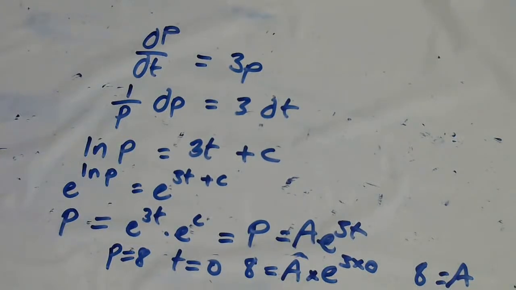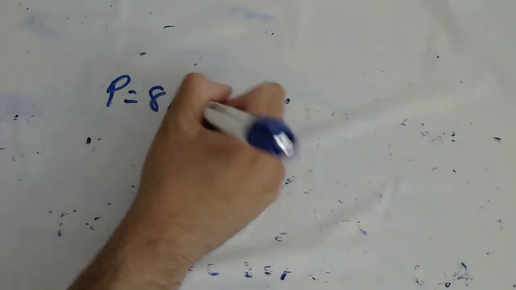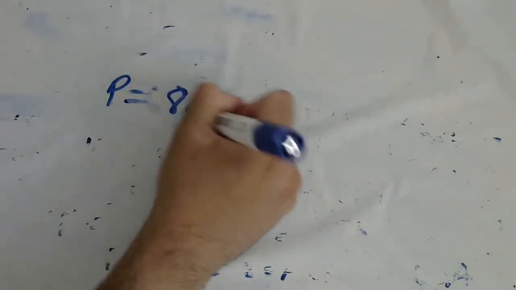Okay, C and D are incredibly easy. I'm just going to rub this out. C and D are incredibly easy, because they're just about, can you stick things in the formula? You've now got this formula that P equals 8 A E. Actually, it's not A anything, is it? It's 8 E to the 3T.